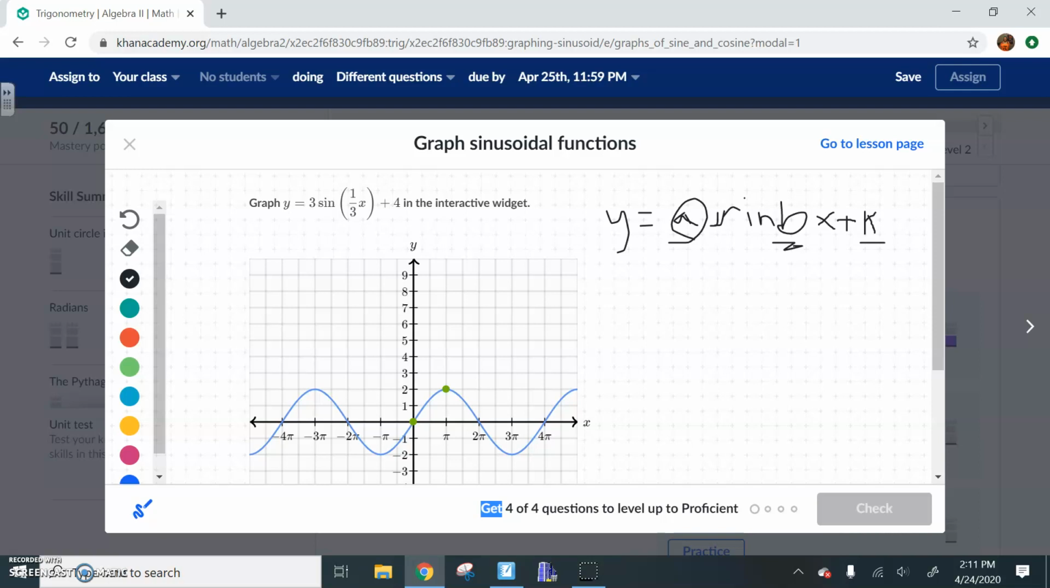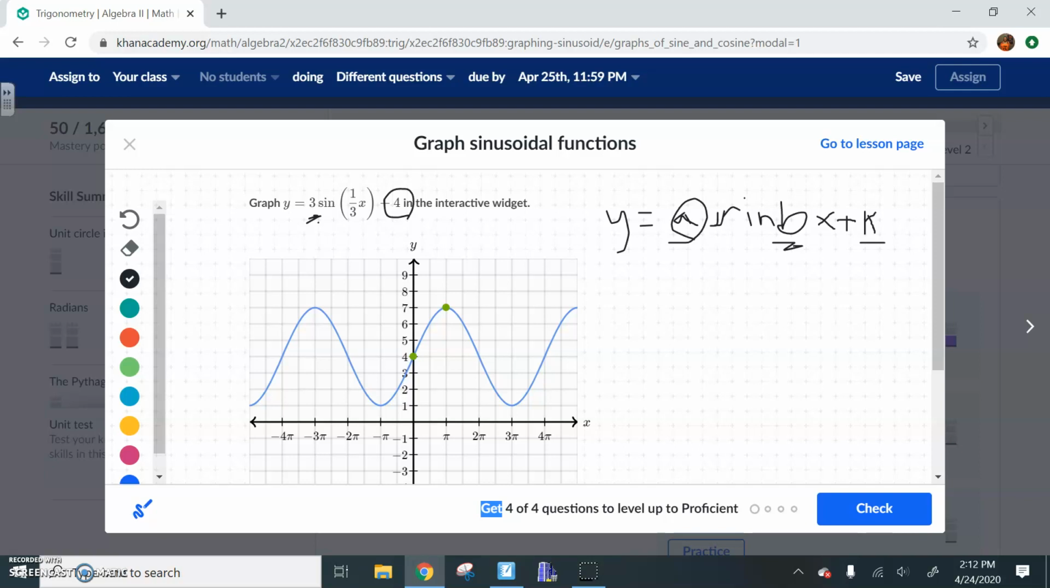So I see here in this one, we have a vertical shift of +4. So that means I need to move my midline up to 4. Our amplitude is 3. So that means how high up we're going to go, we need to go up 3 and down 3. The graph kind of follows the down part for you.